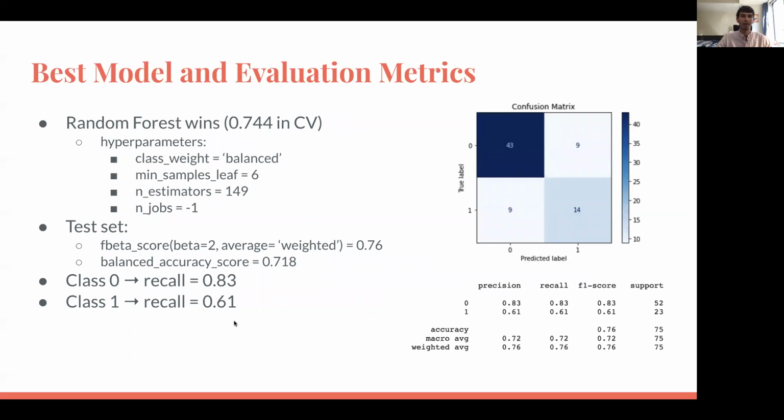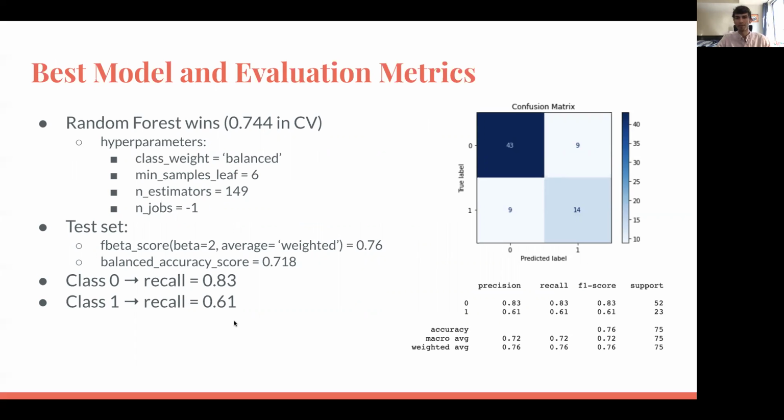And when I ran my random search CV, I found that the random forest wins. It had a 0.744 F beta score in the cross-validation. And these are the ideal hyperparameters I found. When I tested it on the test set, I found that we got an F beta score of 0.76, which is still good, and a balanced accuracy score of 0.718. So it seems like our model is predicting fairly well.